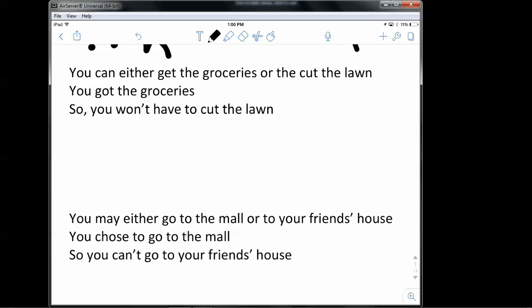Check it out. You can either get the groceries or cut the lawn. So either G or L. You got the groceries, G, therefore you did not have to cut the lawn, not L. That is invalid. Notice you're affirming an alternate.